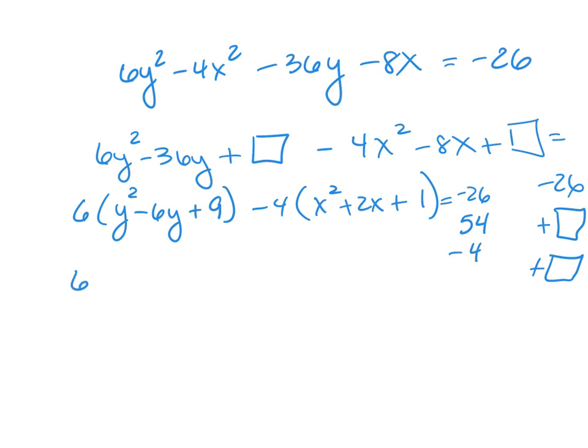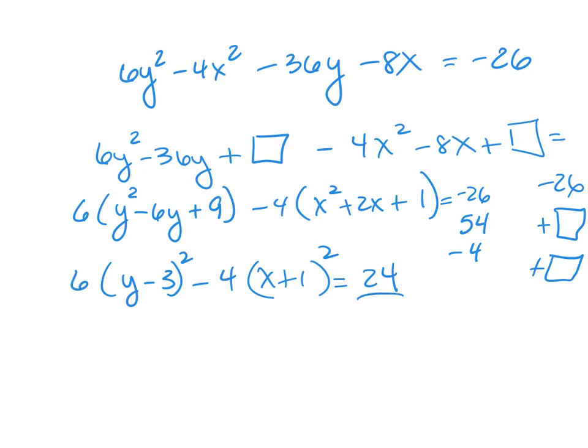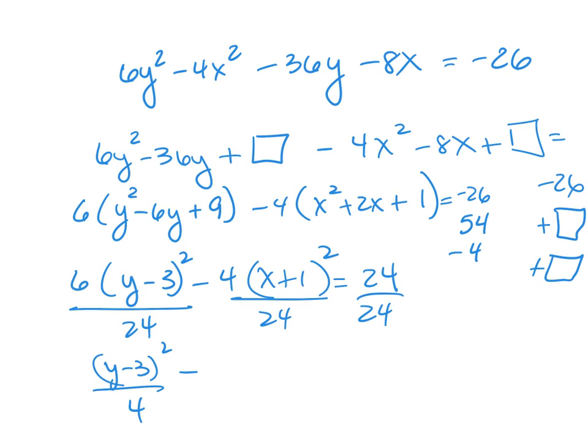Now I'm going to factor. I have 6 times (y minus 3) squared minus 4 times (x plus 1) squared equals 24. And we know that this equation is also equal to 1 like the ellipse, so we divide everything by 24. And we get (y minus 3) squared over 4 minus (x plus 1) squared over 6 equals 1.